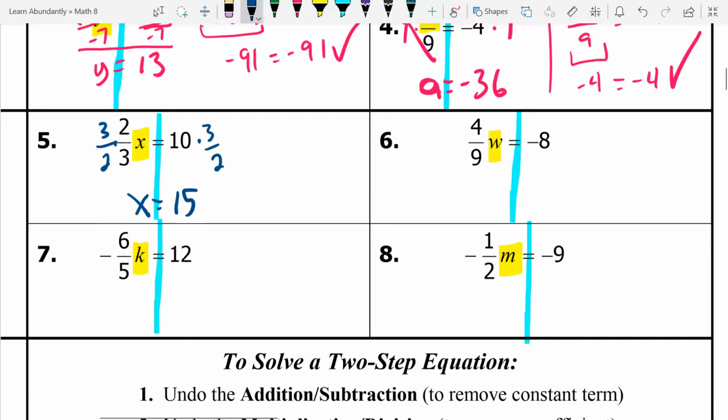So if you want to check it, what we can do is we can plug it back in. 2 over 3 times 15 equals 10. And if we type that in our calculator, we get 10 equals 10. It checks out.